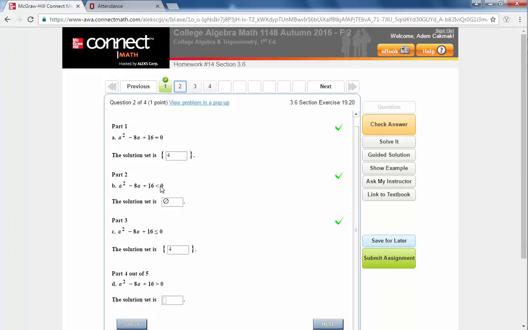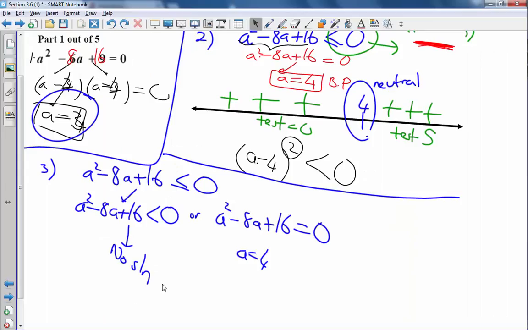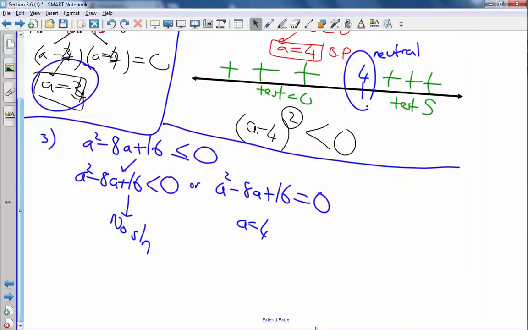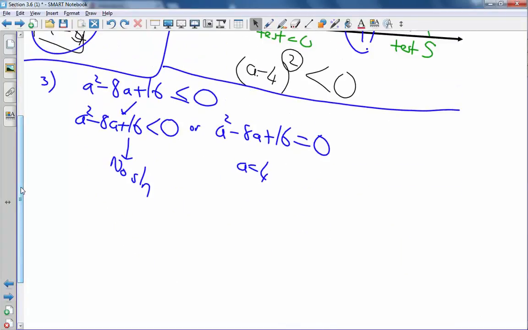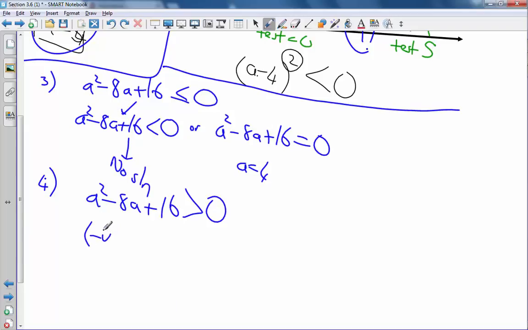We flipped the direction of less than to greater than. What does this say? We are looking for where this thing is positive. Any answers? Hold on. Let me write it first. I'm looking for where this thing is positive. You said, Austin? Where, you say this?